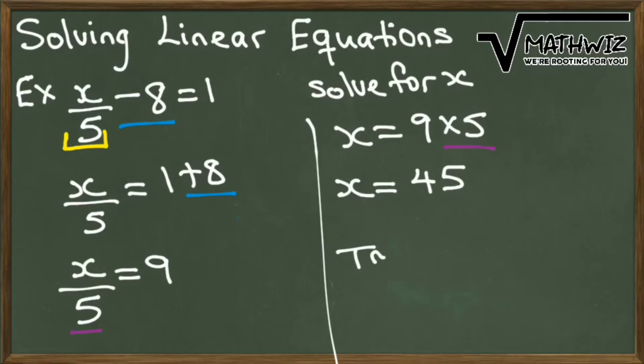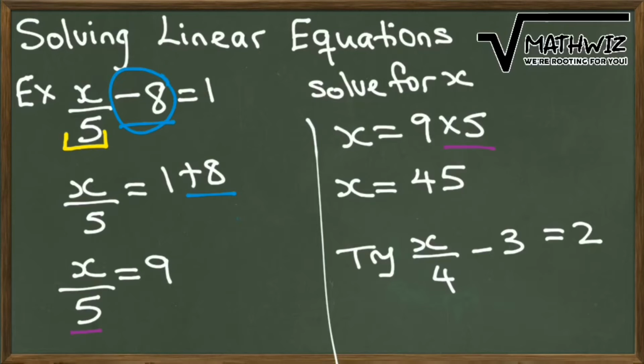So I will go over that, but if you do believe you caught that, then you can go ahead and try to work out x over 4, minus 3 is equal to 2, and solve for x. So again, just so that you guys can get the hang of it for the first one, the -8, when you take it to the other side, becomes +8. And the 5, which is divided, when you take it across, will be multiplied.